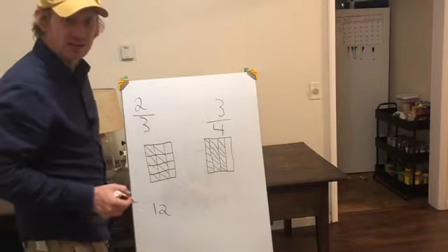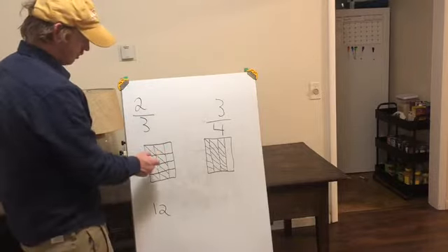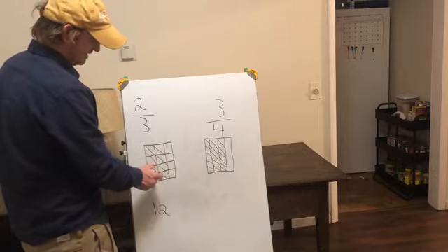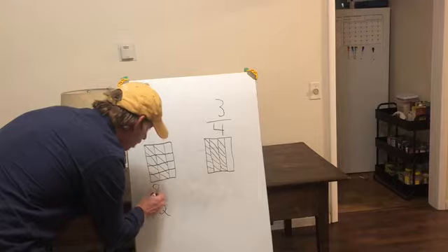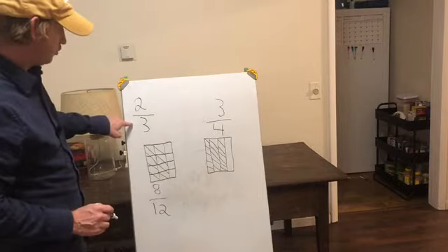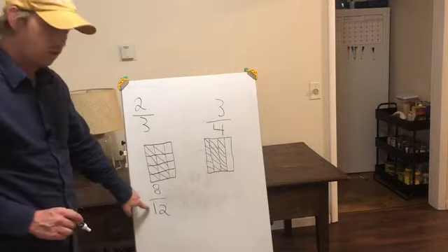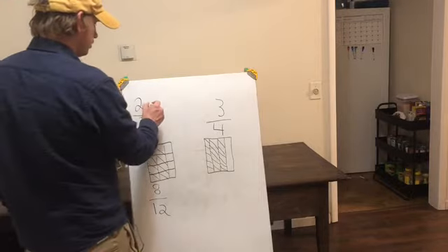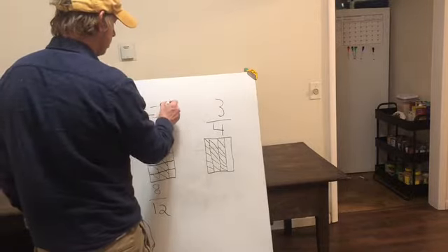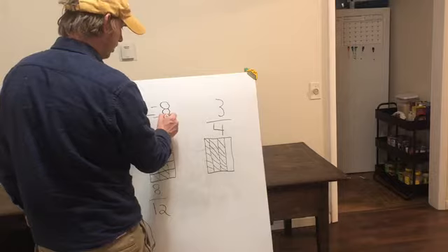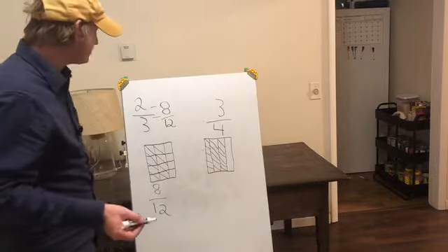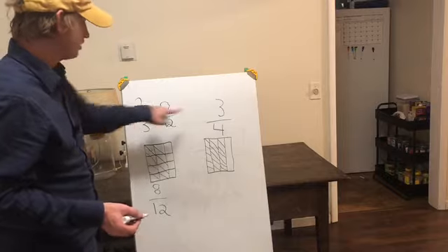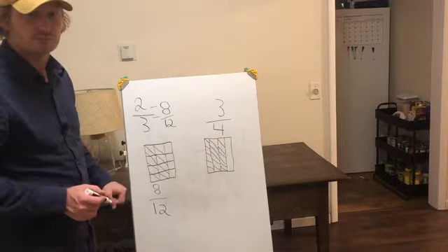And what we have shaded in is 1, 2, 3, 4, 5, 6, 7, 8. So we know that 2/3 is equal to 8/12. But how am I going to use that to compare 2/3 to 3/4?